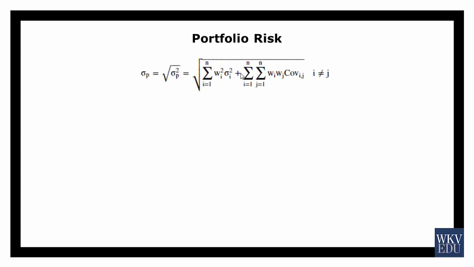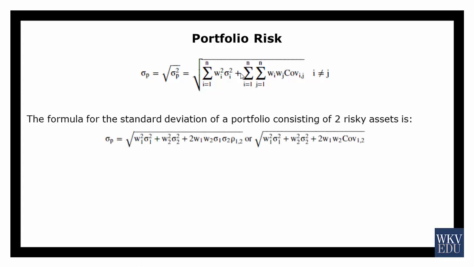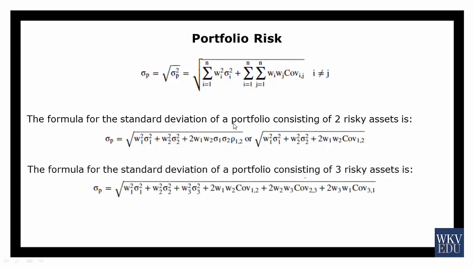Portfolio risk. Earlier in this reading, we learned that in addition to being a function of the individual asset variances and their weights in the portfolio, portfolio variance also depends on the covariance between the assets in the portfolio. The formula for the standard deviation of a portfolio of risky assets is on your screen. The formula for the standard deviation of a portfolio which consists of two assets is on your screen as follows. The standard deviation of a portfolio consisting of three assets is this.